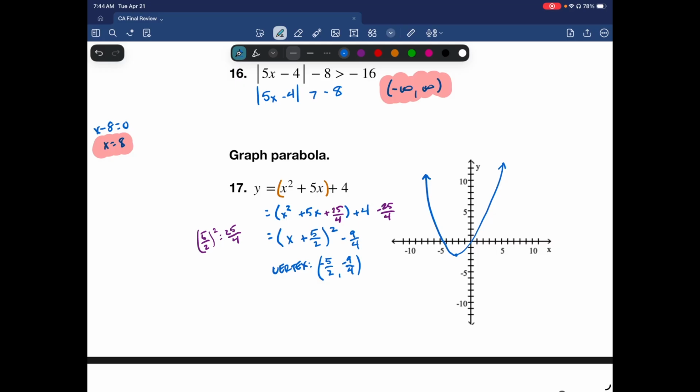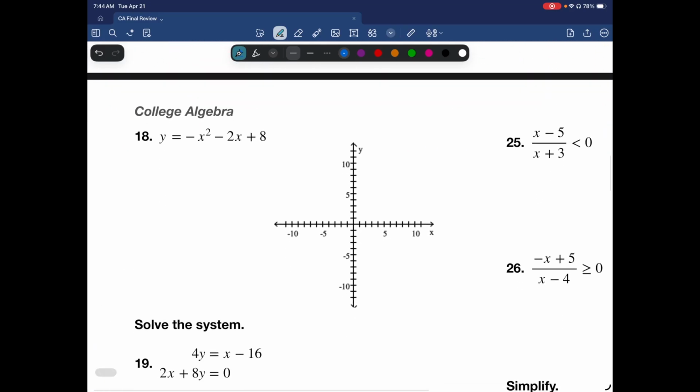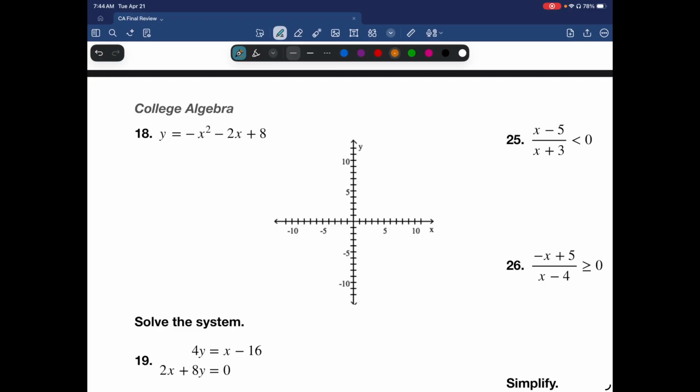On 18, we're doing the same thing, but this time I have a negative out front, so that means the parabola is going to open down. All right, so I'm going to group that up, and the first thing I'm going to do is pull that negative out, which is going to change my signs. So it's going to be negative x squared plus 2x. Again, I'm going to leave space. Plus 8. Now, half of 2 is 1. 1 squared is 1, so I got plus 1 inside.